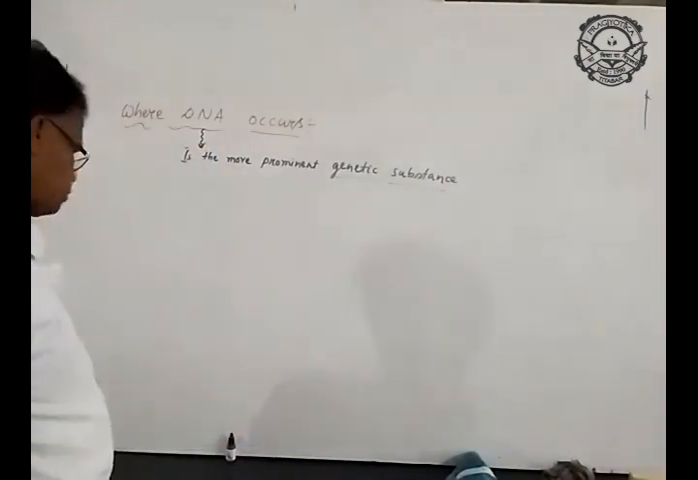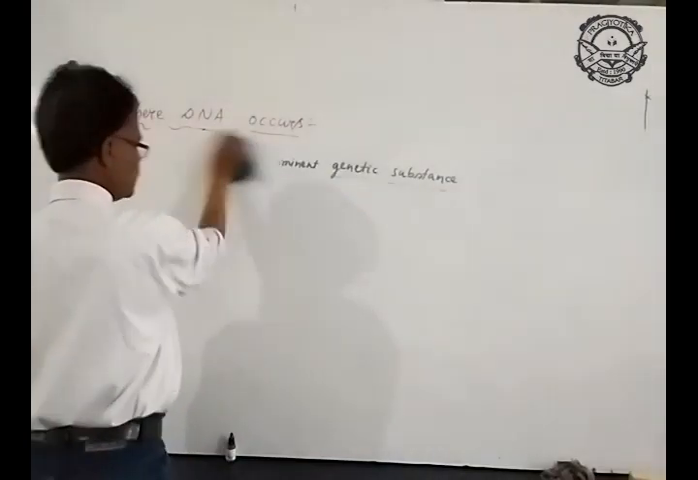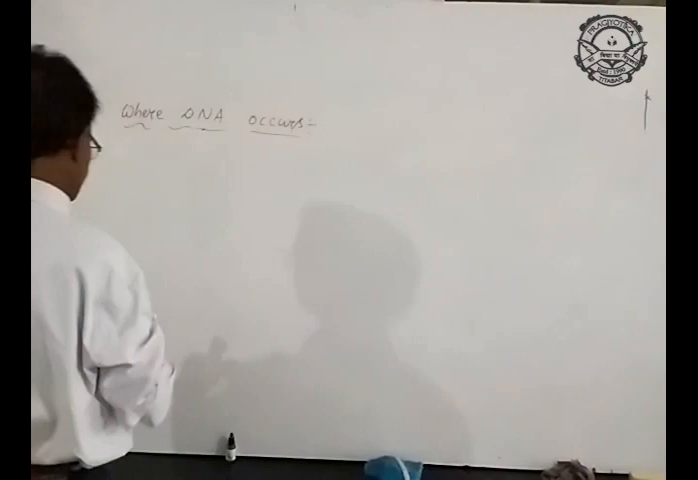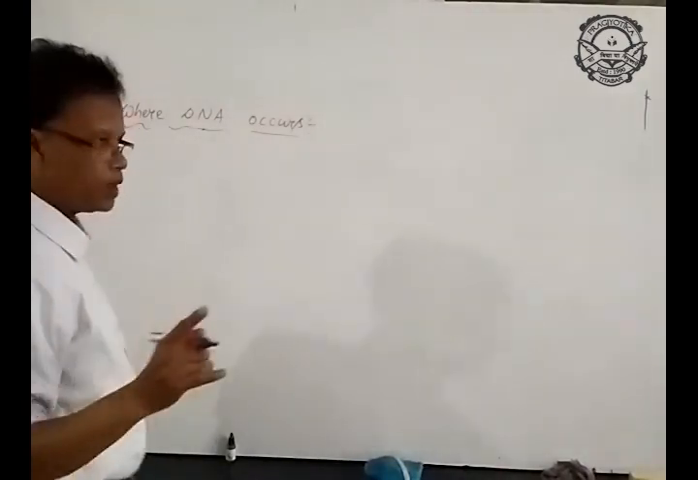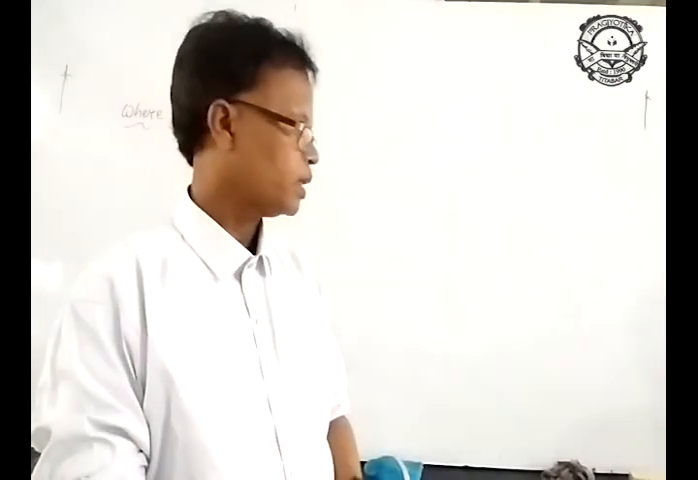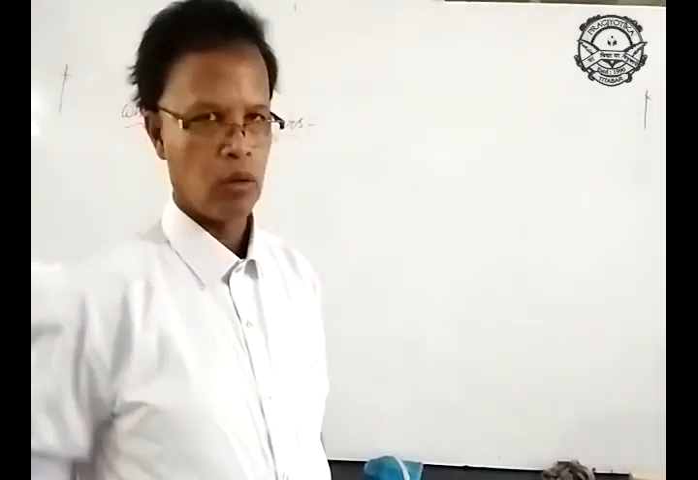So DNA is a genetic molecule. Later we will find the proofs. How has it been proved that DNA is genetic material? How can I prove it?